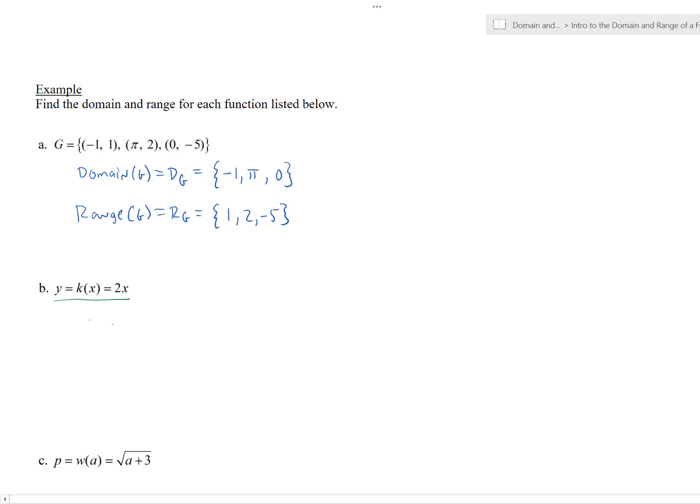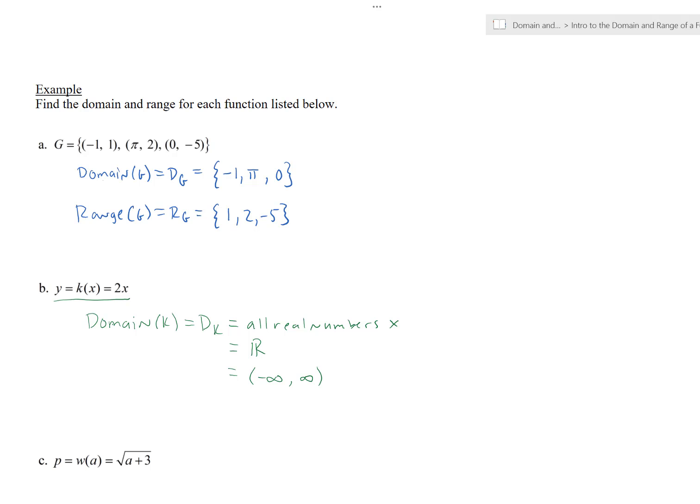For that reason, we can write that the domain here of the function k, or d sub k, is all real numbers x, or if you prefer to write it as the symbol R, as you may have seen, or in interval notation, negative infinity to infinity. So that's our domain. Hopefully that's pretty clear. And what about our range values? Well, you think, okay, we can plug in all real numbers and it's going to define the function.